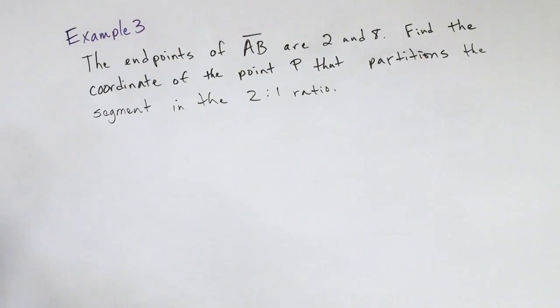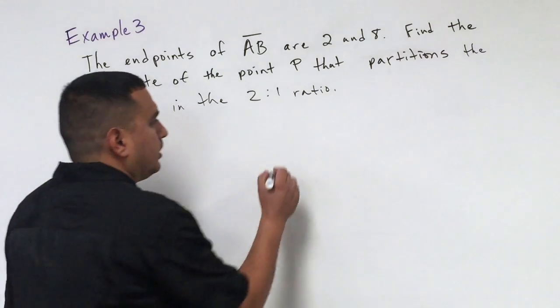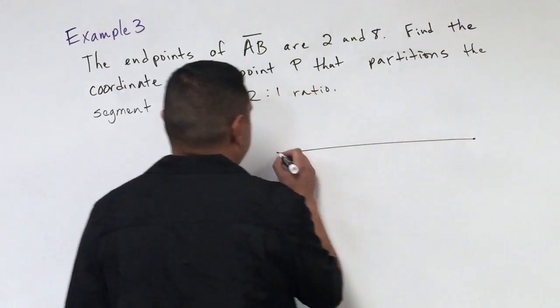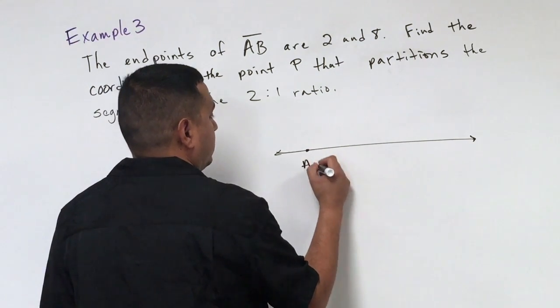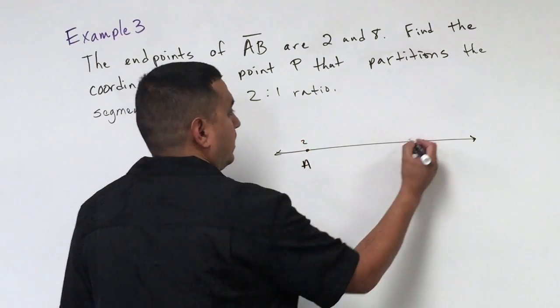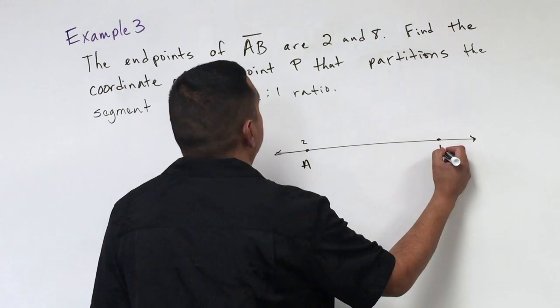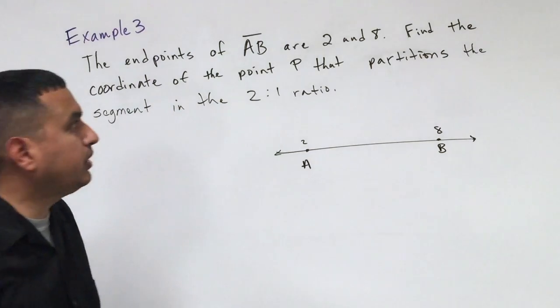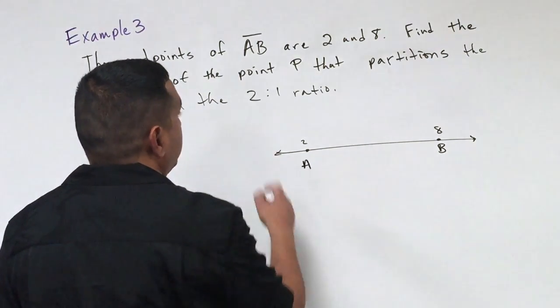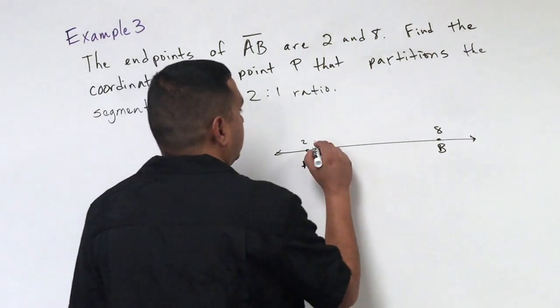Okay, and number 3, or example 3, says the endpoints of segment AB are at 2 and 8. Define the coordinate of the point P that partitions the segment in the 2-to-1 ratio. Okay, so for this one, let's draw a segment here. Really, we're drawing a number line, so I have a point here, A is at 2. And B is at 8.